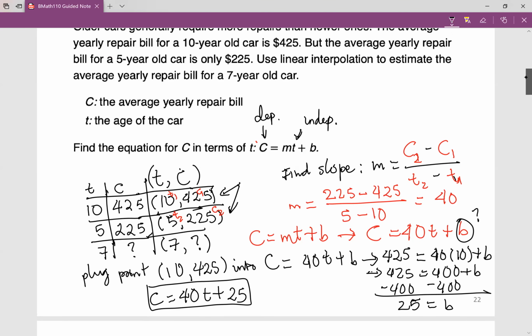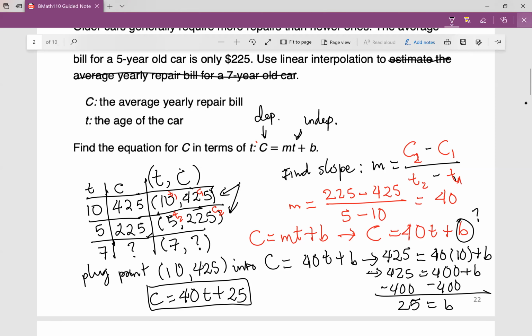I'm gonna say we don't wanna need to answer this question, but we need to find the equation for C in terms of T. So that's the answer, okay? C equal to 40 T plus 25. And let's move down to see what happened for the next column.